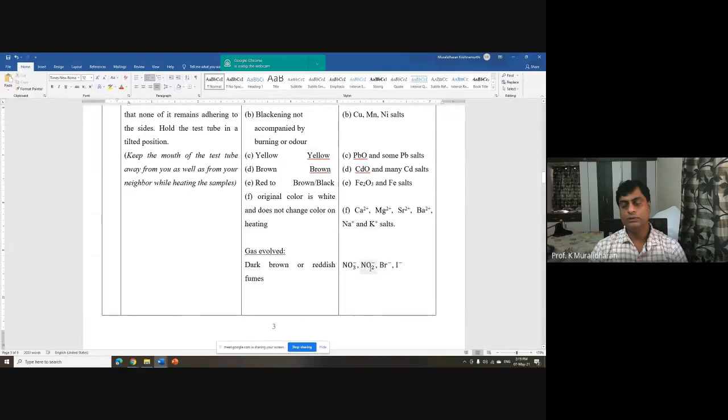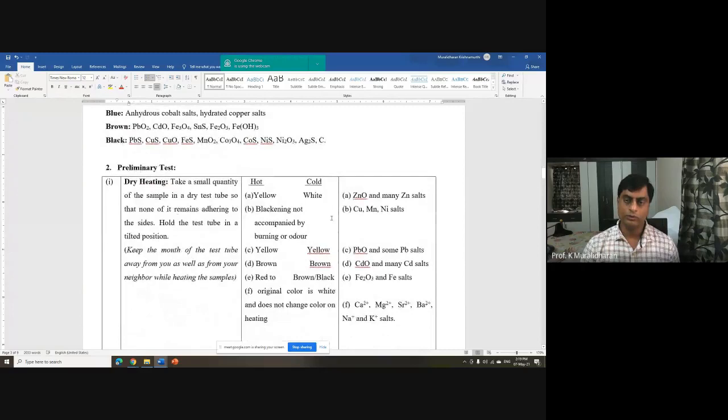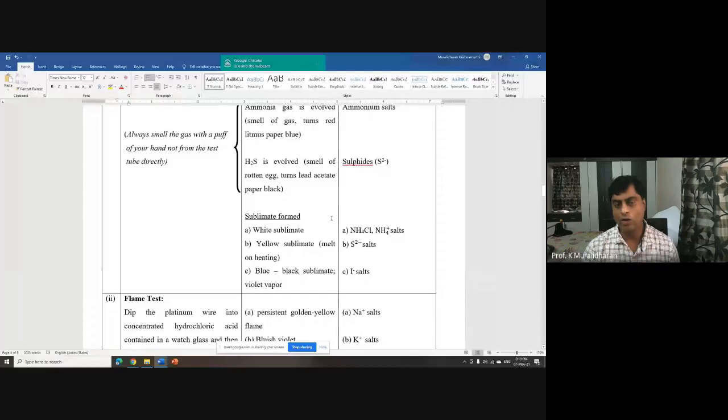So what this says is that this is the preliminary test. Look at it in the title itself, a preliminary test, right? So these are all preliminary observations which will give the idea that this may have this kind of salt. Nothing beyond that, right? Just based on the preliminary test, you are not supposed to confirm anything about the salt or sample given to you.